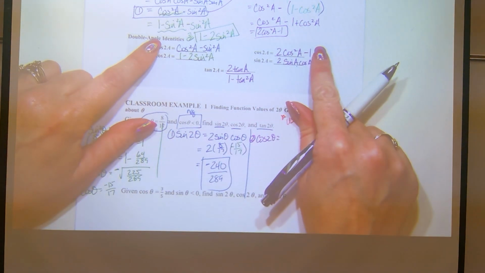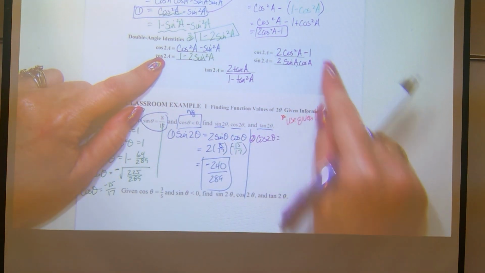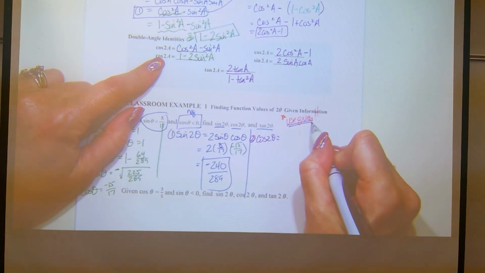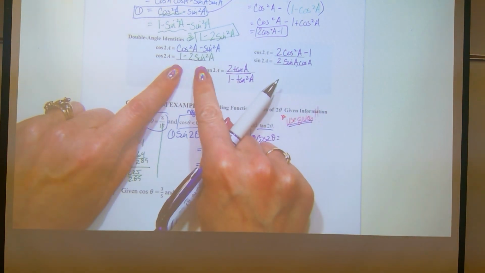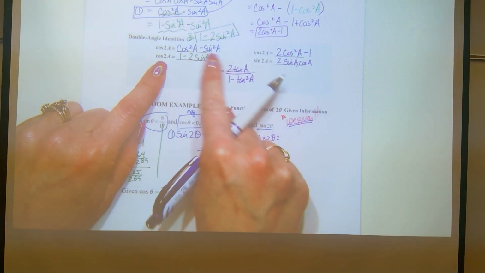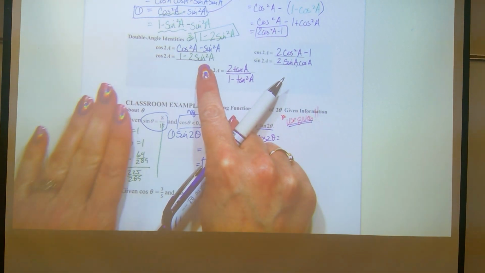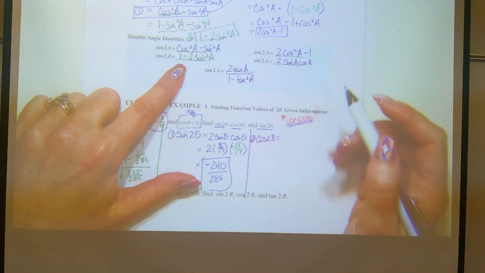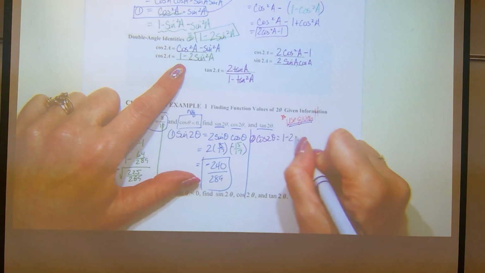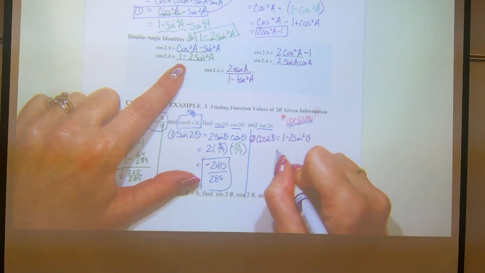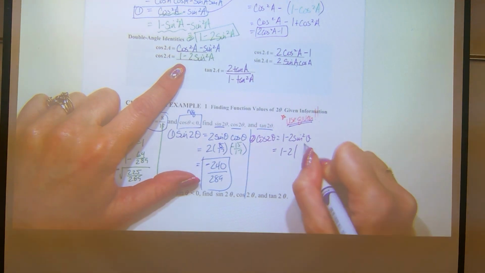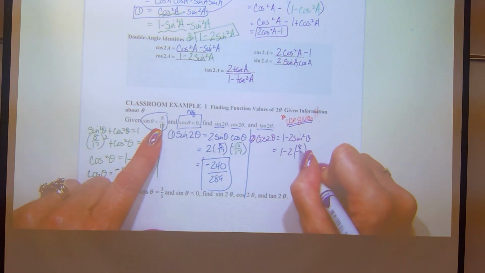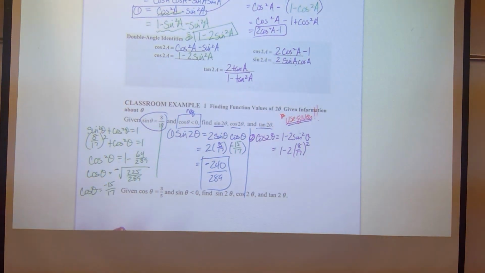I have 3 options for double angle cosine identities. I'm going to use my givens when I can. This second cosine double angle identity uses sine, my given value, not my found value. So we're going to use it. We're going to say 1 minus 2 sine squared theta, where I was given that sine is 8/17, and I need to square that because that's the identity.